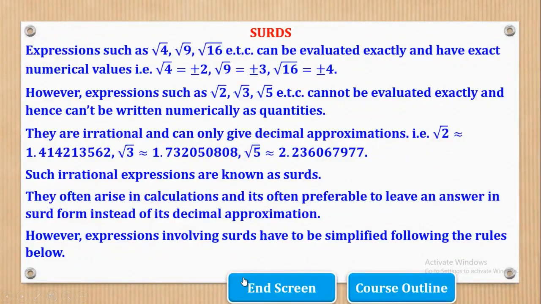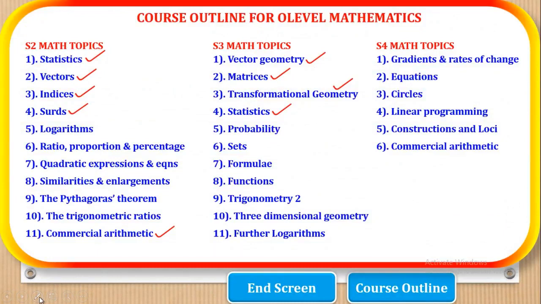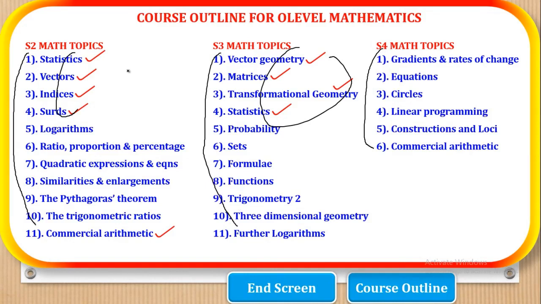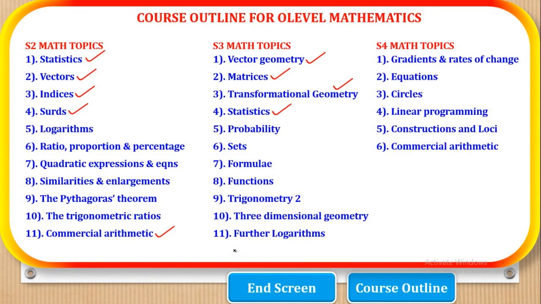So before we start, let's first look at the course outline for O-level mathematics. Senior 2 topics are 11, and these are the topics. What is ticked is what has been covered. Senior 3 also has 11 topics, and Senior 4 has 6. What is ticked is what has been covered, and you can get it at the end of this video.